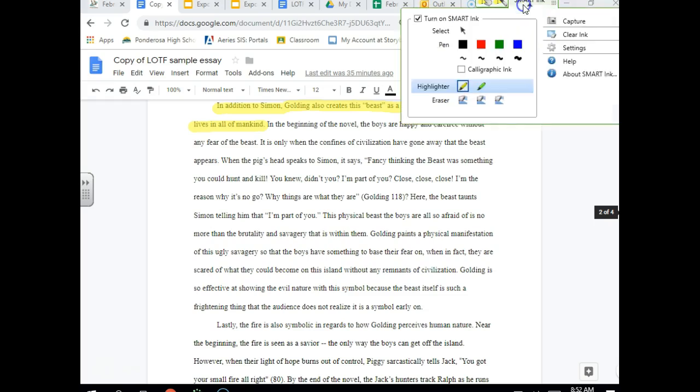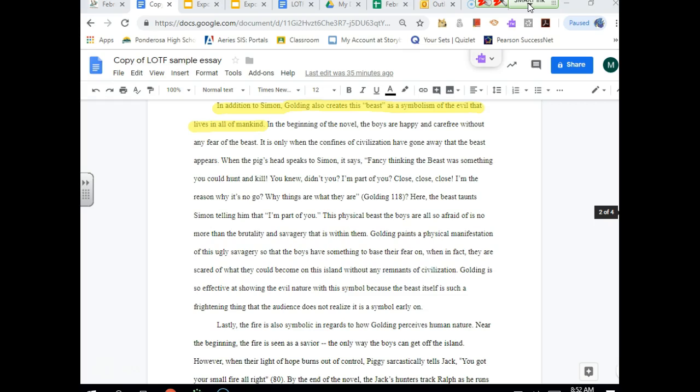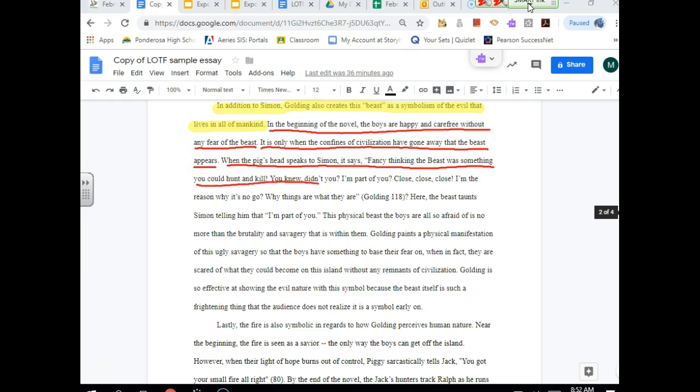Alright. We're on red, pink? Yeah. Alright, Aiden, what comes after the topic sentence? Okay. So I'm gonna start reading and tell me when to stop. Ready? In the beginning of the novel, the boys are happy and carefree without any fear of the beast. It is only when the confines of civilization have gone away that the beast appears. When the pig's head speaks to Simon, it says, "Fancy thinking the beast was something you could hunt and kill. You knew, didn't you? I'm part of you. Close, close, close. I'm the reason why it's no-go. Why things are what they are."